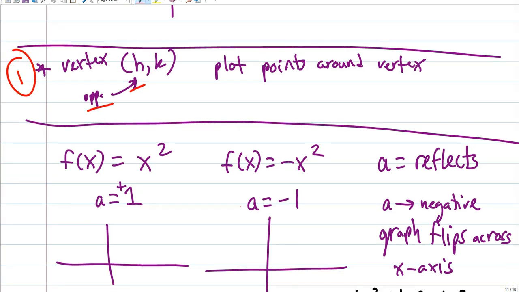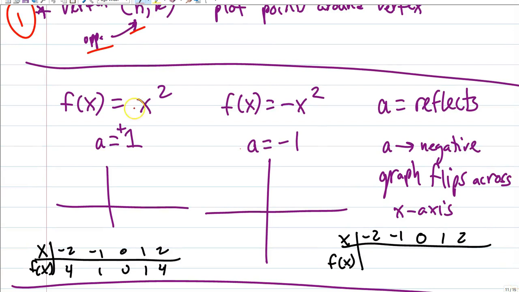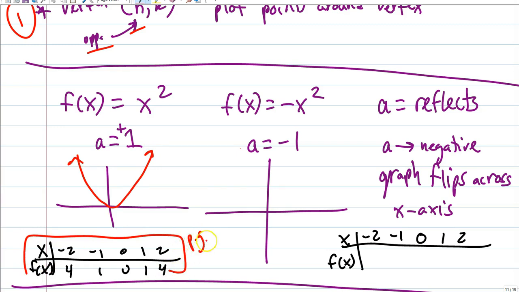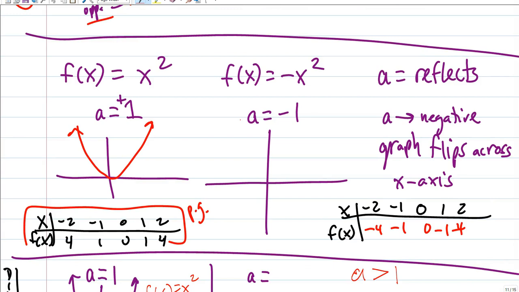We said that if the a is positive, like for instance an x squared, that's a positive 1 x squared, that's just our parent graph. The graph opens upward. These are our numbers again from the parent graph. Okay. What if it's negative? Well, all of these numbers still become the same numbers, so I still get the 4, 1, 0, 1, 4, but this time there's a negative weighting on the outside that makes them all negative. Makes all the y values opposite. It flips the graph.